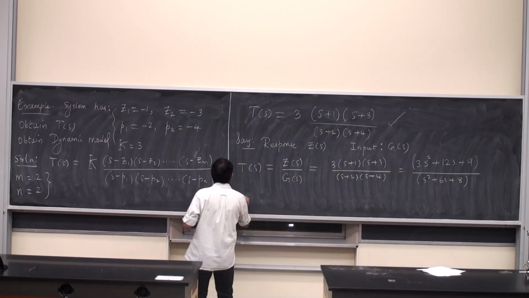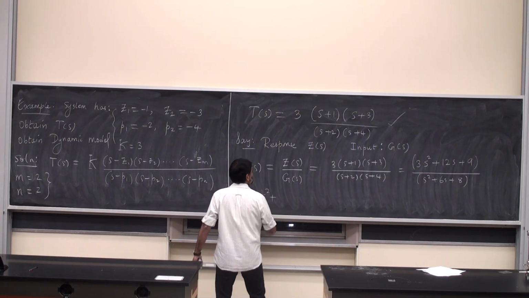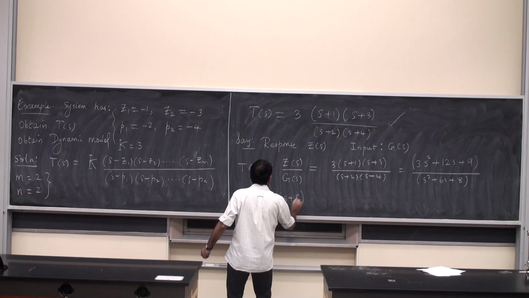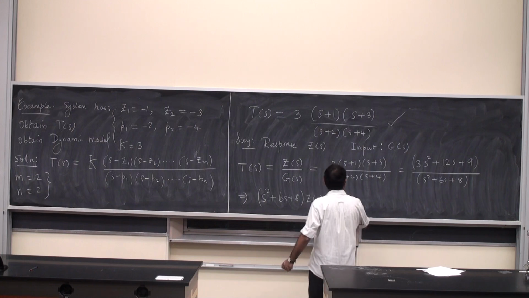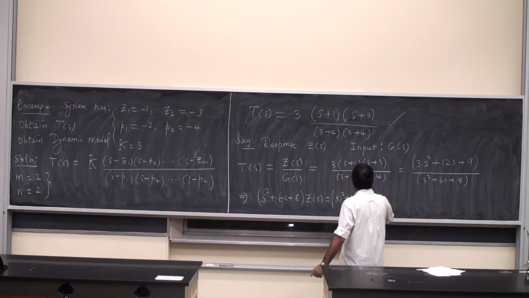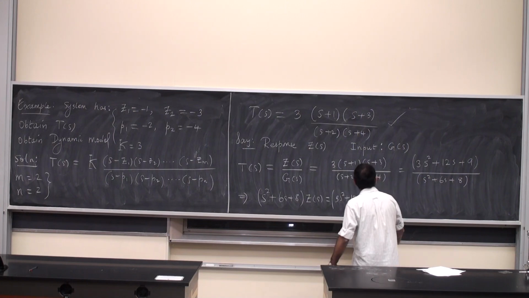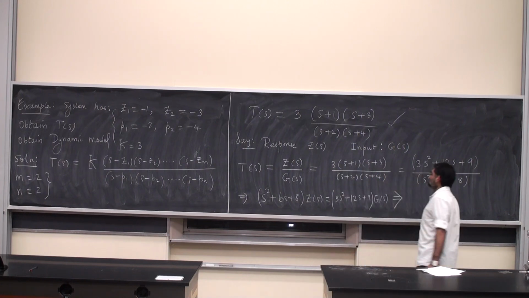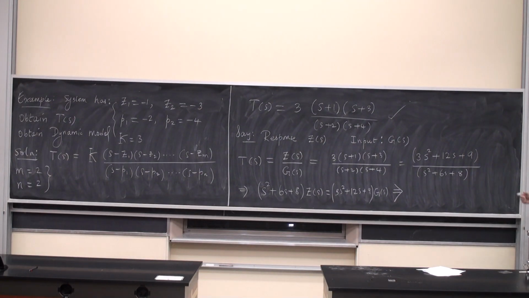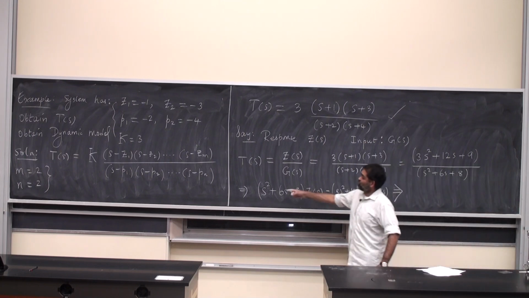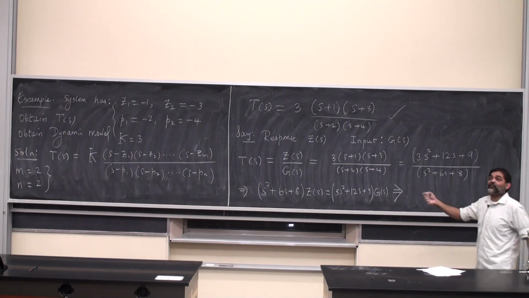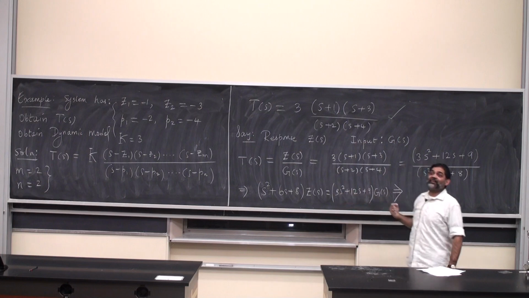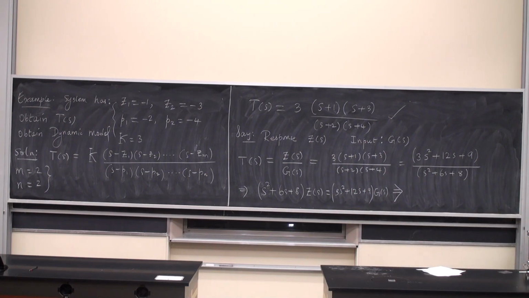I take cross multiplication of these two. S square plus 6s plus 8 times Z of s is 3s square plus 12s plus 9 times G of s. I'm going to squeeze in the answer right here. Okay. Invert. Wherever I see an s square, I get a z double dot or a g double dot. Wherever I see an s, I get a z dot or a g dot. Wherever I see nothing, I get z of t or g of t, whatever is attached to it.